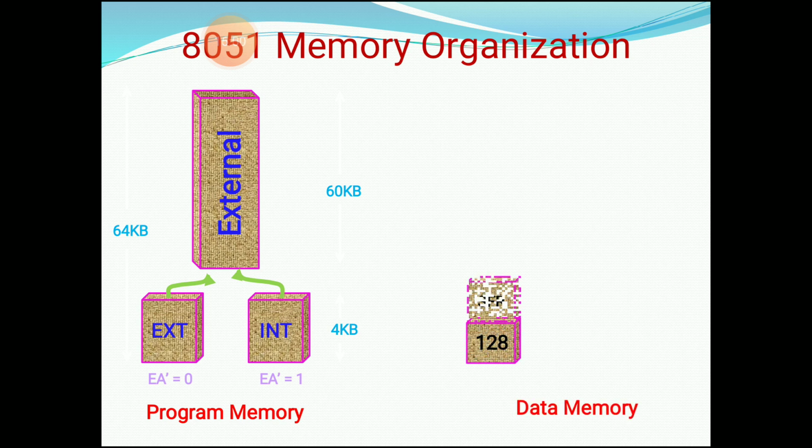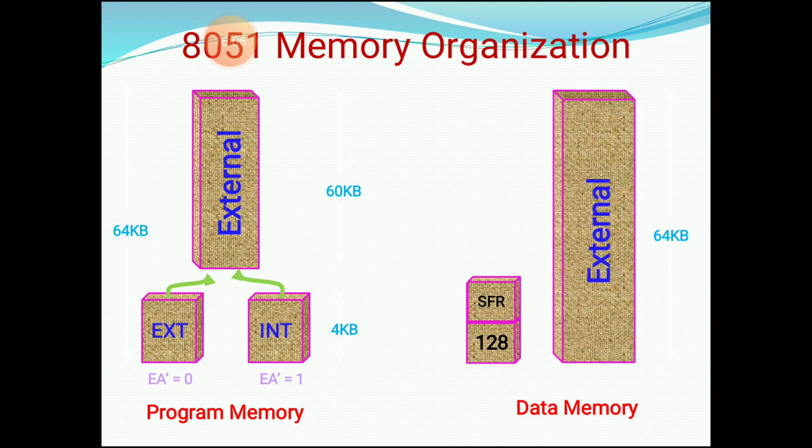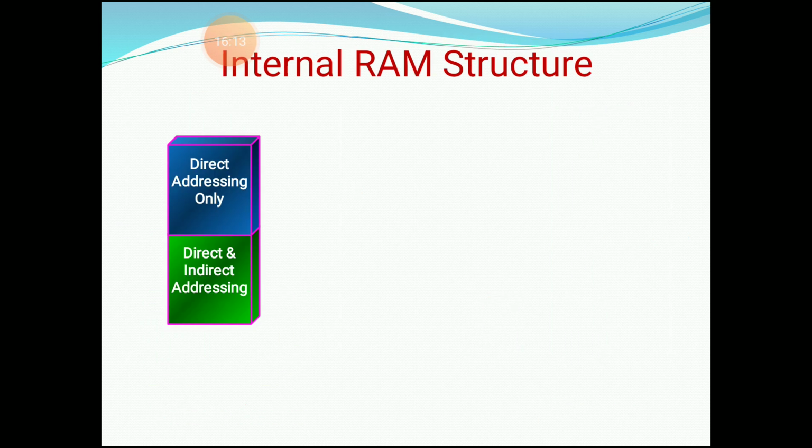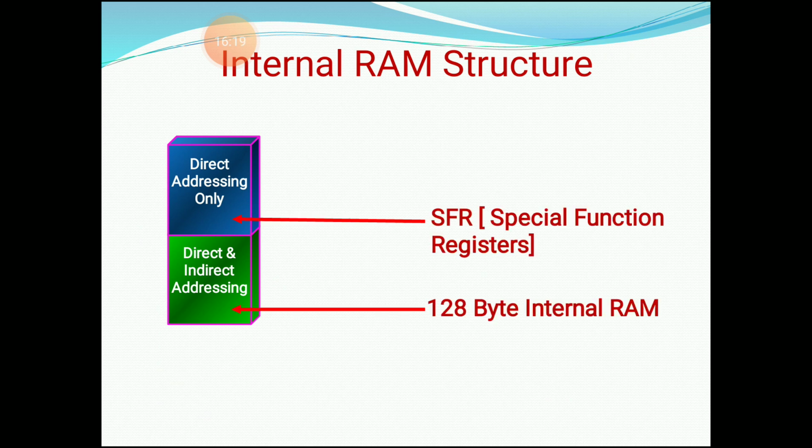This is the data memory. The data memory has internal memory of 128 bytes, another 128 bytes reserved for SFR, special function registers, and external data memory of 64 KB. The internal RAM structure consists of two parts: 128 bytes of internal RAM and another 128 bytes of SFR registers. The internal RAM can be accessed using direct and indirect addressing modes, and SFR memory can be accessed using direct addressing mode.